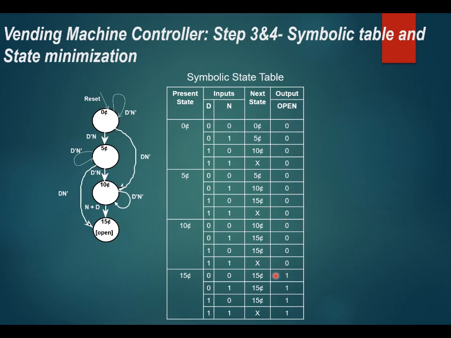Okay, open will only become 1 when the state is 15 cent. Similarly, you can derive or fill in the next state values for 5 cent. At 5 cent, D and N are 0, still waiting, so it will stay as 5 cent accumulated amount. But if from 5 cent a new 5 cent coin is received, then the accumulated amount will become 10 cent, so the machine should move to the next state, 10 cent. But from 5 cent, if 10 cent is received, then the machine should move directly to 15 cent. 1 1 again is an impossible case, so you can put don't care. The same thing you can do for the next two states, and this is the complete symbolic state table you get.